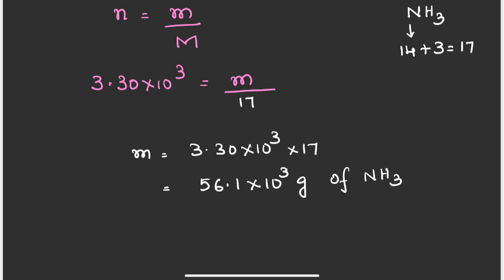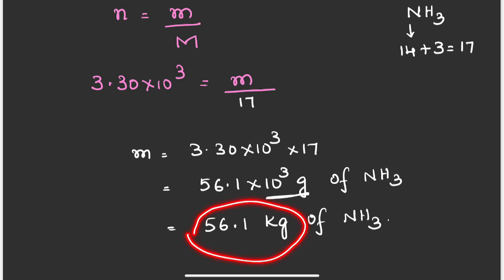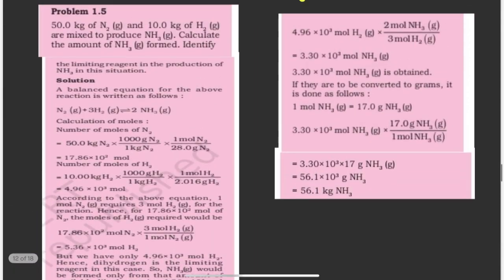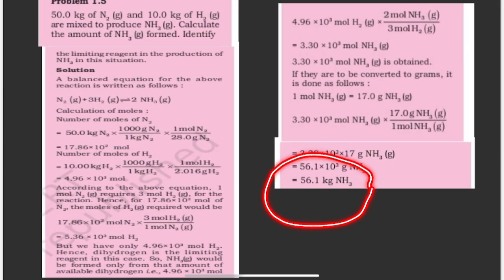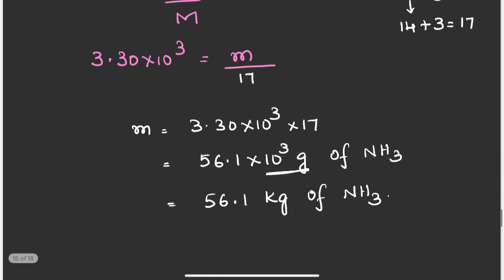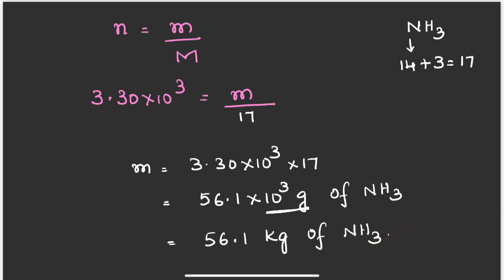In the question, this is asked in kg, so convert this into kg. This is equal to 56.1 kg of ammonia formed. This is the answer. So the final answer is 56.1 kg of ammonia. So this is how we are going to follow. Follow this trick, and you can easily simplify and get the answer.